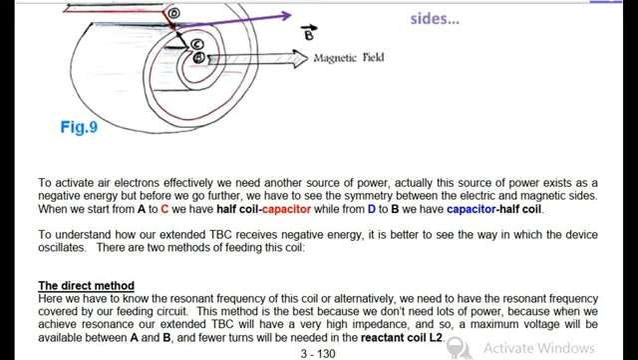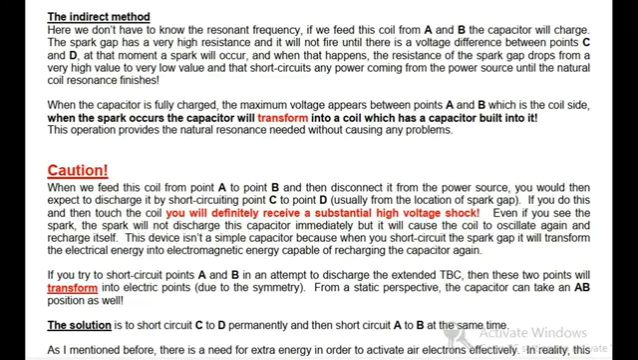This method is the best because we don't need lots of power, because when we achieve resonance, our extended TBC will have a very high impedance, and so, a maximum voltage will be available between A and B, and fewer turns will be needed in the reactant coil L2. The indirect method. Here we don't have to know the resonant frequency. If we feed this coil from A and B, the capacitor will charge.